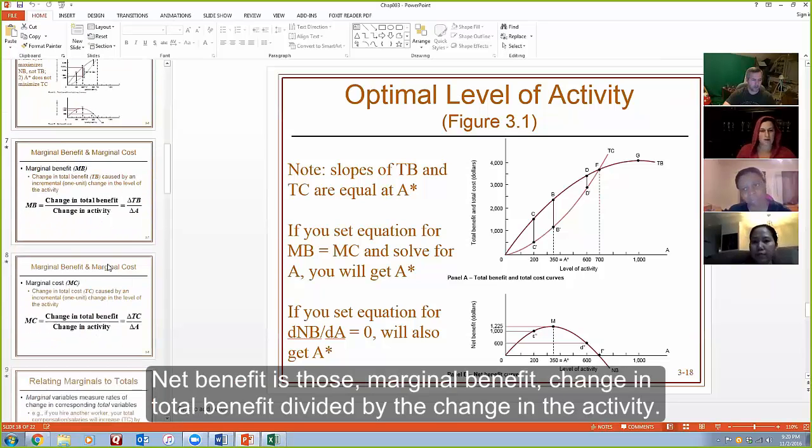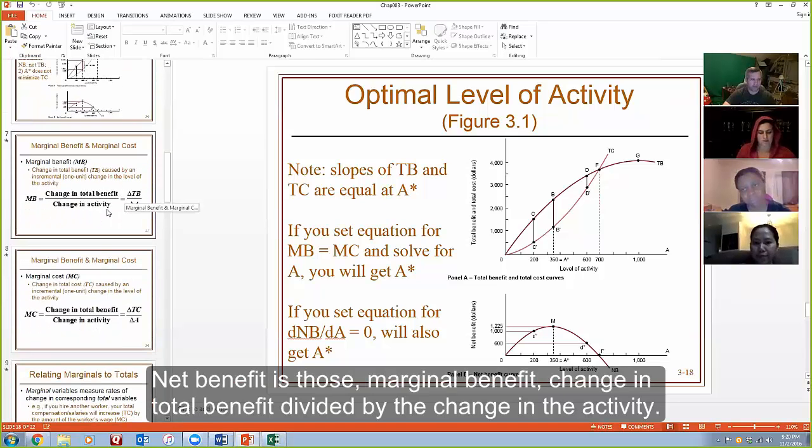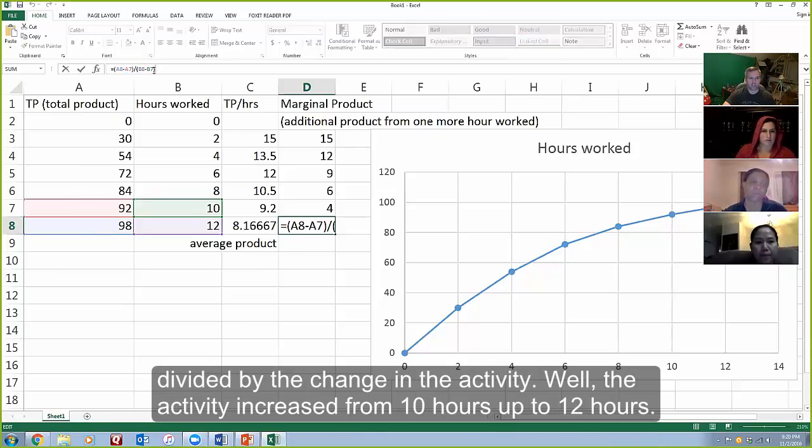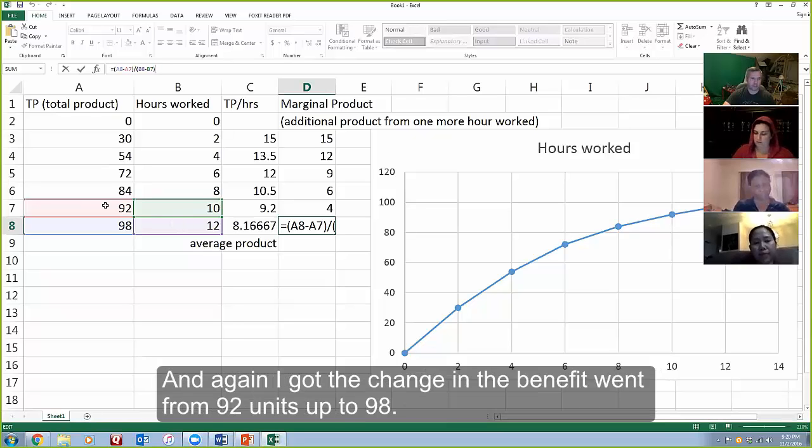Marginal benefit is the change in total benefit divided by the change in the activity. So that was basically how I calculated it. The change in the benefit is the numerator, so that's the change in the total product, divided by the change in the activity. Well, the activity increased from 10 hours up to 12 hours. And again, the change in the benefit went from 92 units up to 98.